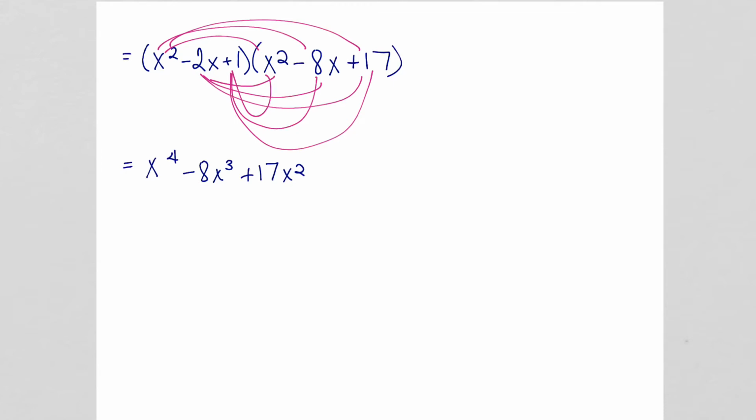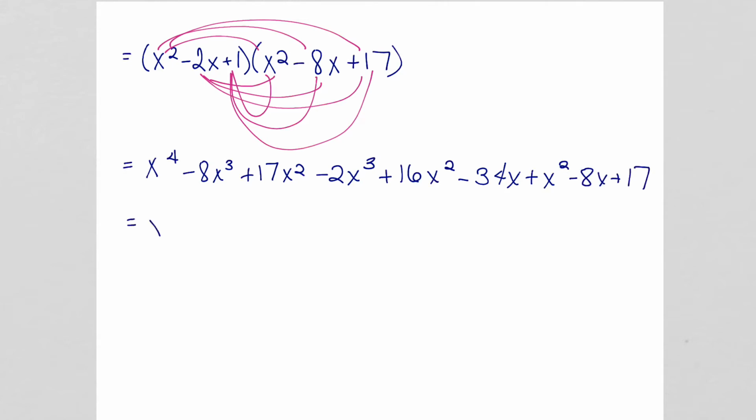Then we go with negative 2x. Negative 2x times x squared is negative 2x cubed. Negative 2x times negative 8x is positive 16x squared. And negative 2x times 17 is negative 34x. And then we distribute the 1, so we just have plus x squared minus 8x plus 17.